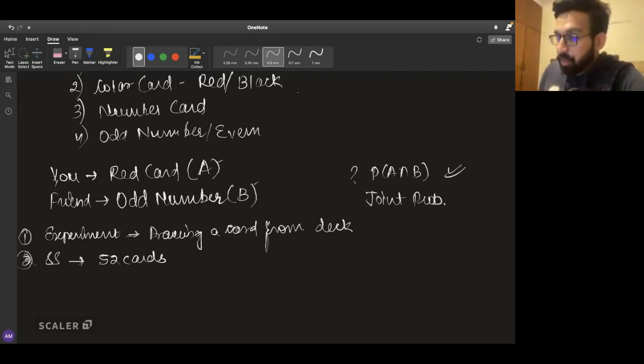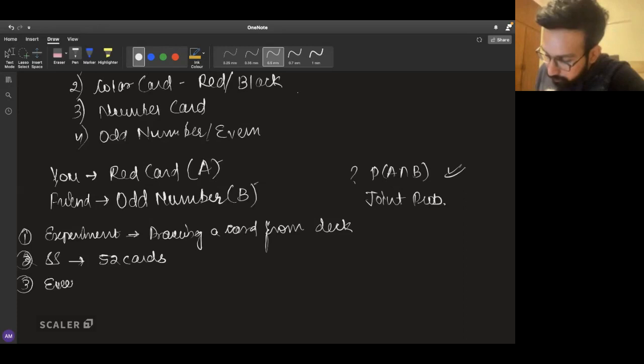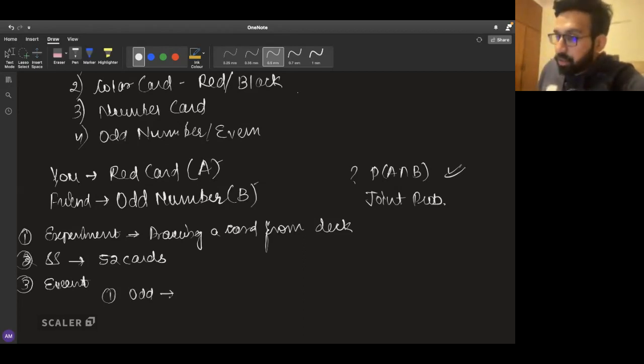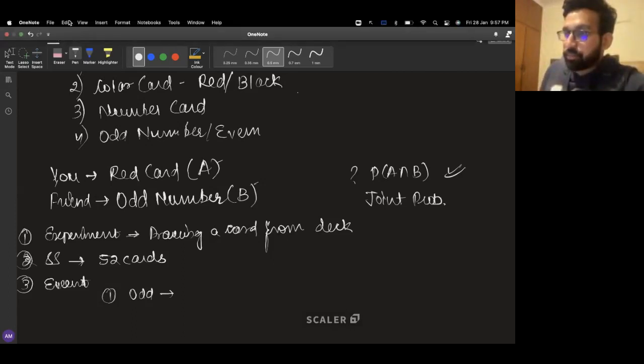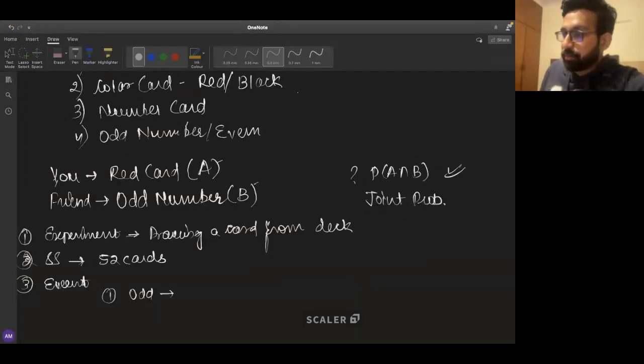All right. Now, what are the events? There are two kinds of events here, which are the desirable events. First, the card number is an odd card. How many odd number cards are present in your deck? How many odd cards are present in the deck?